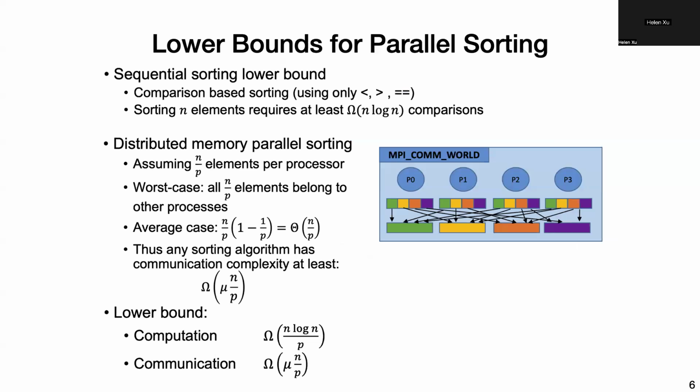Okay. So like I said, the starting lower bound is n log n. In the worst case, you have to ship away everybody that you have. So it's n over p. And the average case is also not better, because in the average case, you have to ship n over p times 1 minus 1 over p, because 1 over p is the fraction that is staying with you, and 1 minus 1 over p is the fraction going elsewhere. So that's still like n over p. So any sorting algorithm, therefore, is at least mu n over p, because in the worst case, all of your elements have to go somewhere else.